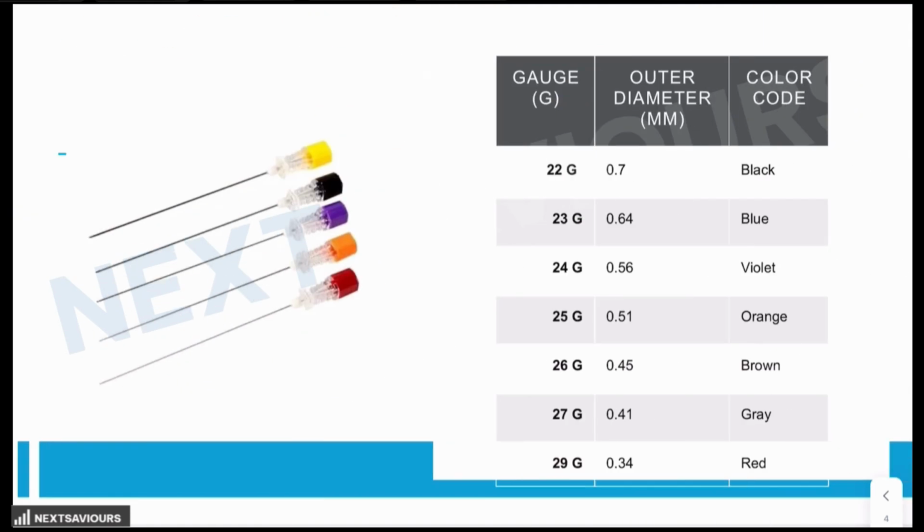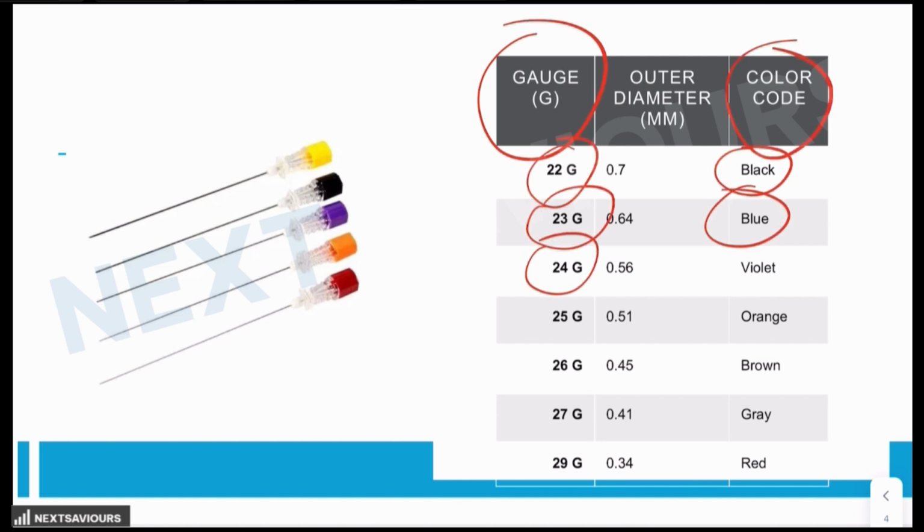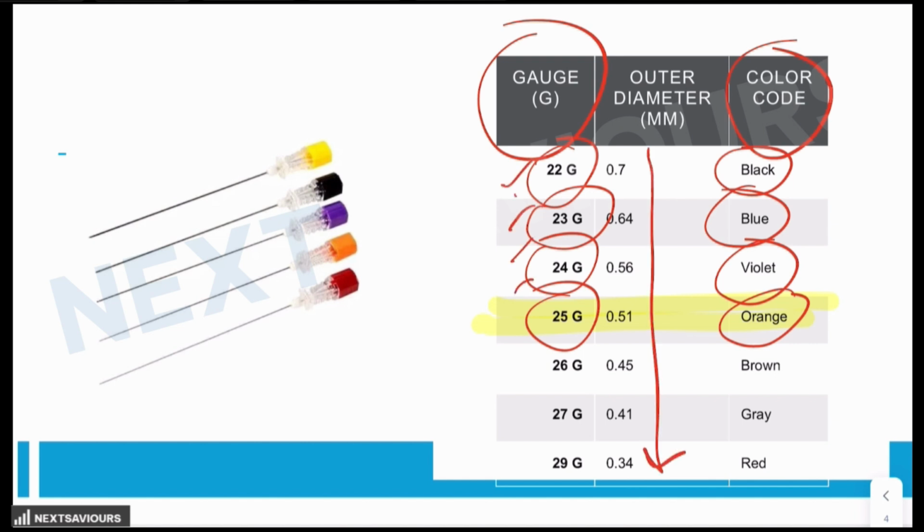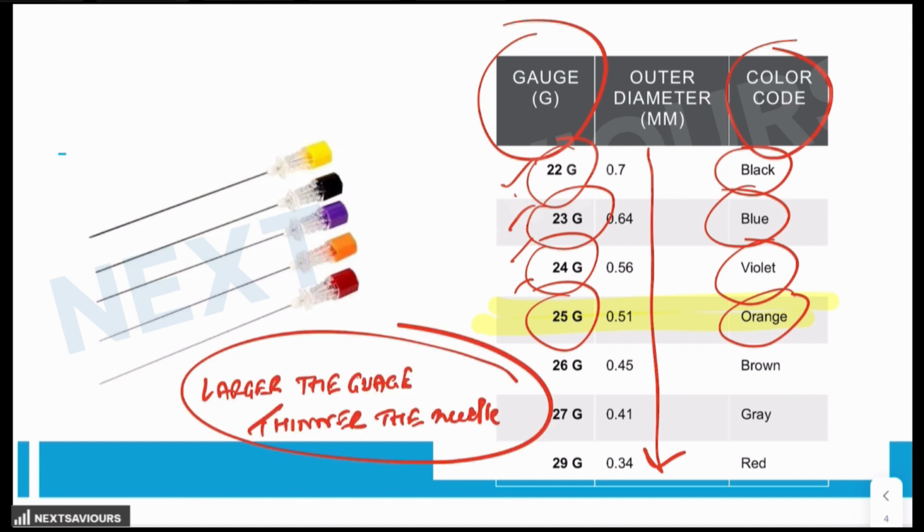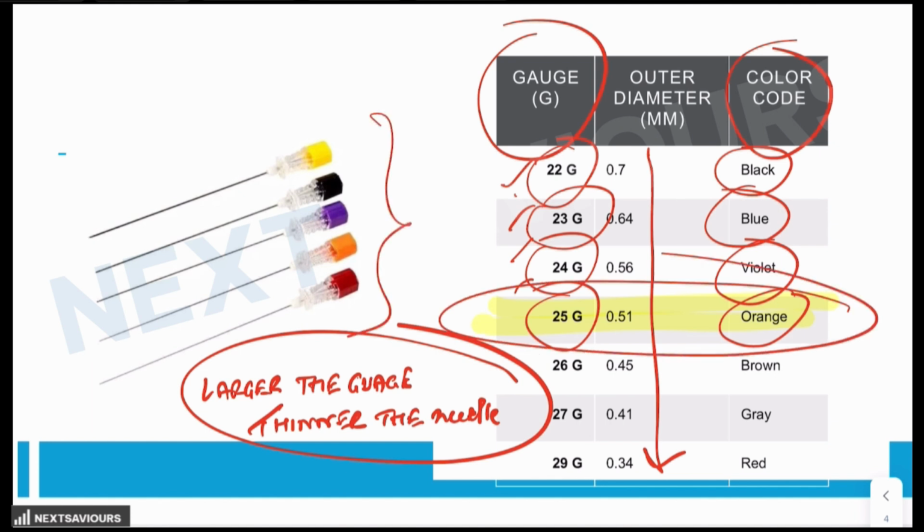Now comes how to identify the gauges. The gauge has a color code. For 22 it is black, for 23 it is blue, for 24 it is violet, for 25 it is orange. Now, out of these multiple types, the most commonly used obviously is the 25 gauge. And the second point you have to remember is that with increasing gauge there is a decrease in the outer diameter, meaning the larger the gauge, the thinner the needle. What you have to remember is that the most commonly used needle is the 25 gauge, and this is how you will identify it.